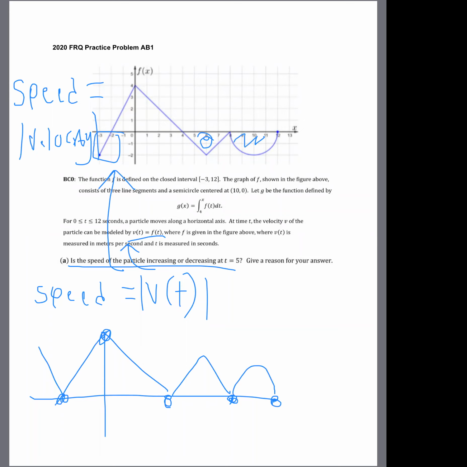And if you look at 5, which is this line segment right here, it coincides with this right here. 5 is around here. Would you say that the speed is increasing or decreasing? Well, it's going up. So by that logic and by this little graph that we drew, the speed is increasing at t equals 5.